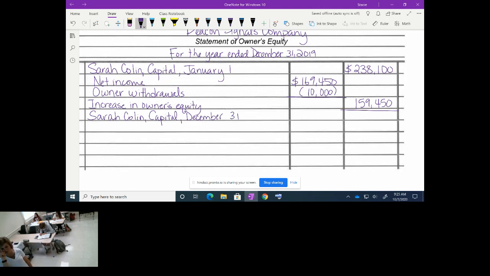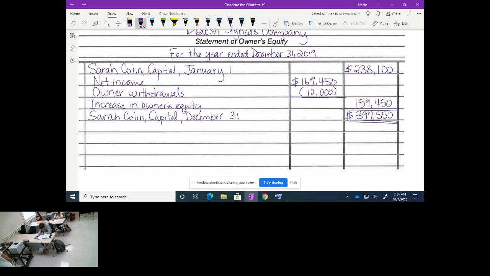Okay, so what is my equity at the end of the year? 397,550. Okay, so that's my ending capital. I have to just cross right through it. And we'll need that number for our balance sheet.